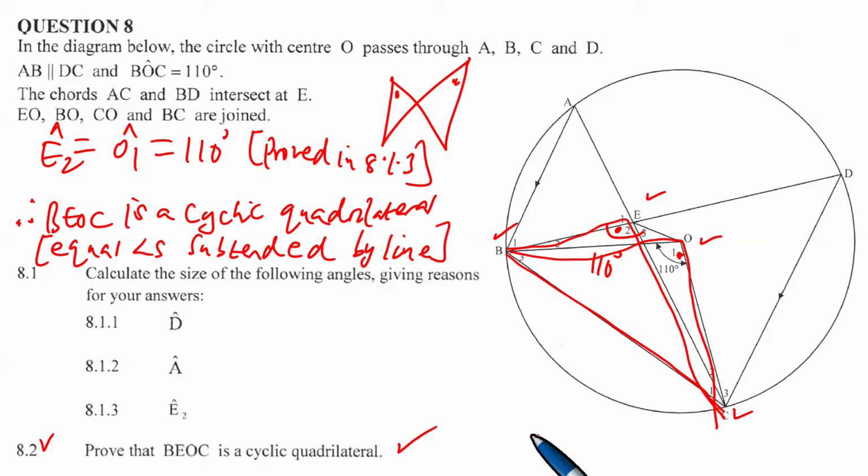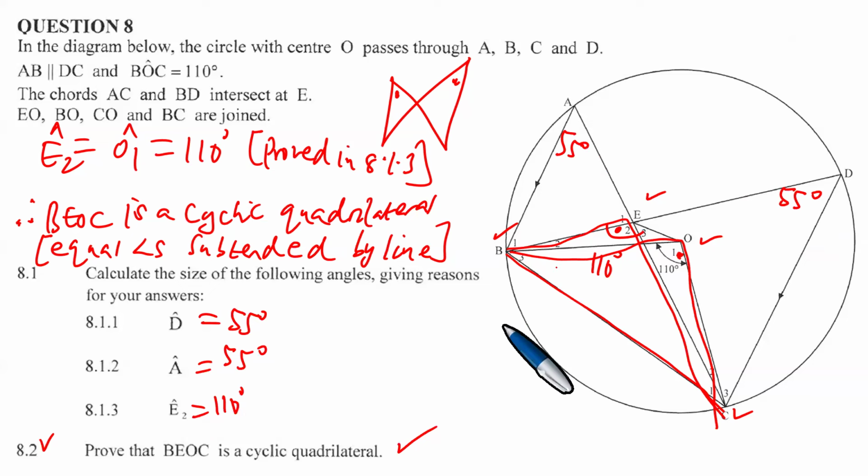What an awesome question we have had. We were able to show that the angle D is 55 degrees as part of the diagram, and that the angle A is also 55 degrees. The angle E2, we saw, is 110 degrees. This is a cyclic quadrilateral because it has been proven there.